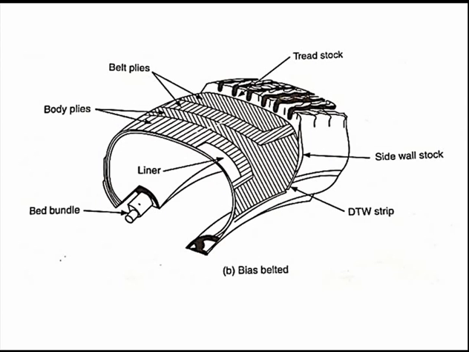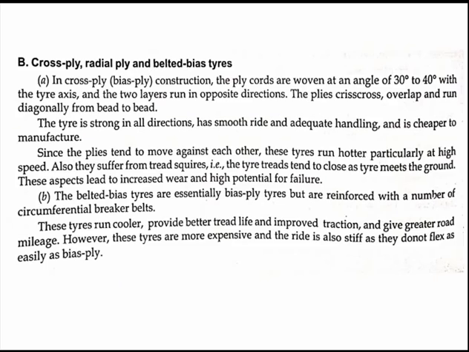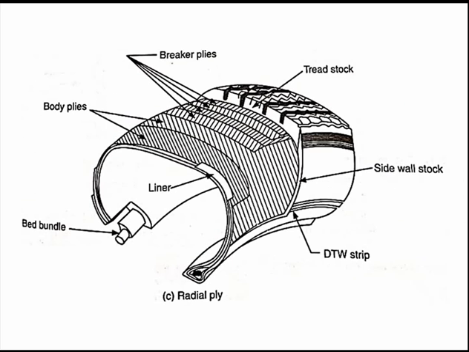So the bias ply is a very flexible type. This belted bias type does not flex that easily, and it is more expensive than the cross ply. Okay, so the next one is our radial ply. In the radial ply you can see that the breaker plies are already applied, the breaker plies.